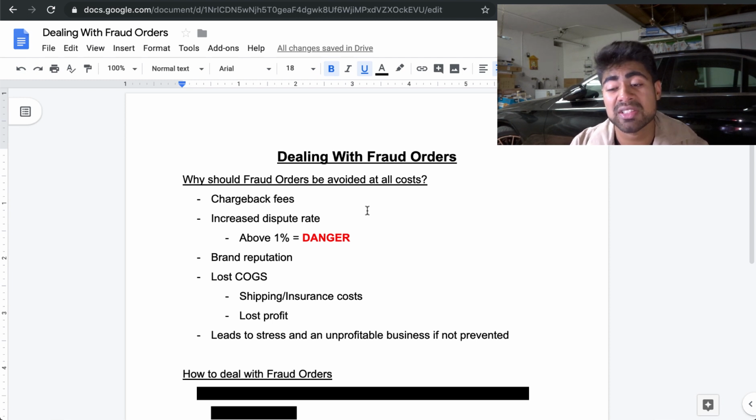In addition to the cost of the goods itself, a lot of people also pay for the shipping cost of the product, or maybe they also pay for some kind of insurance in case you're an actual brand and you ship from your own warehouse. So that's an additional cost. And in addition to that, you're just losing profit overall dealing with these disputes and these fraud orders. And in the end, unfortunately, all of this leads to just an additional amount of stress, lost sleep, and an unprofitable business if you're not exactly sure how to deal with these fraud orders and how to prevent them in the first place. Of course, nobody likes dealing with stress.